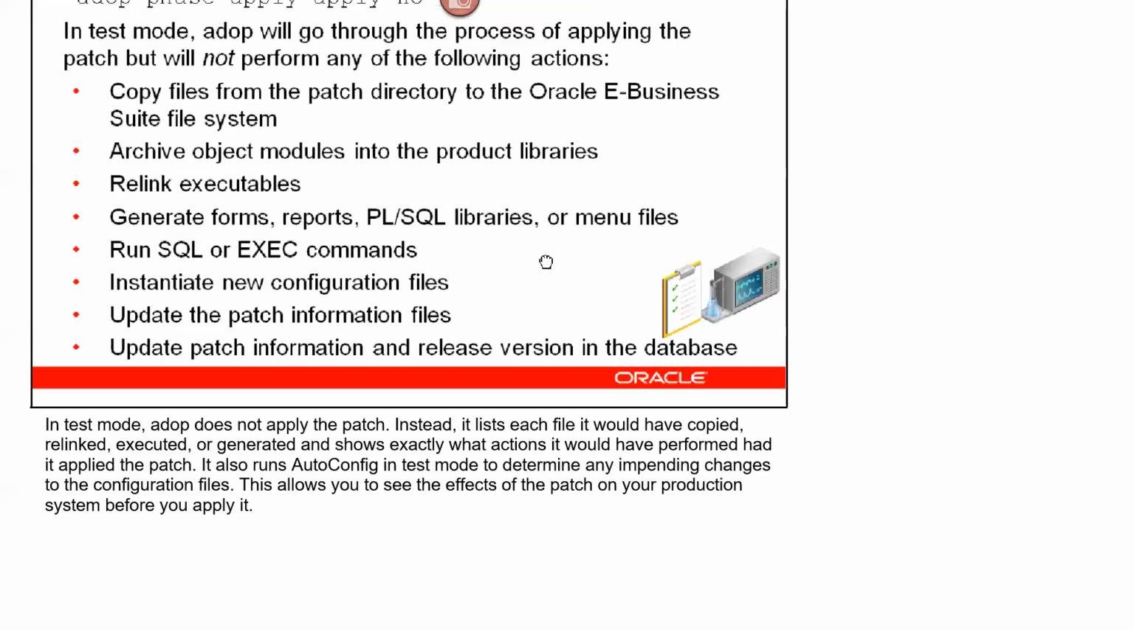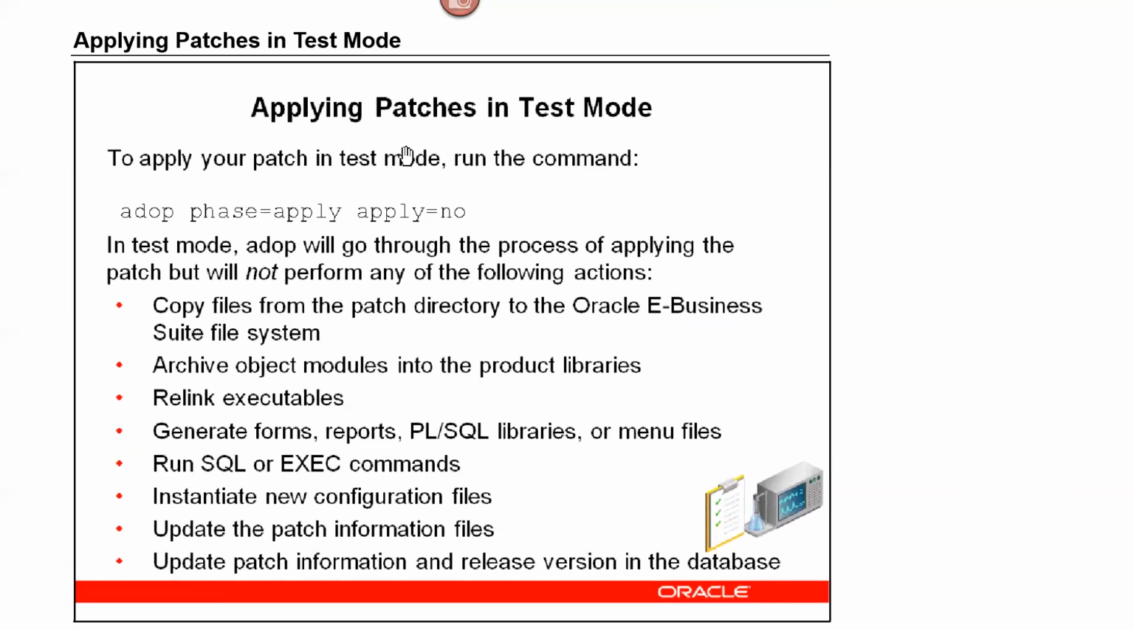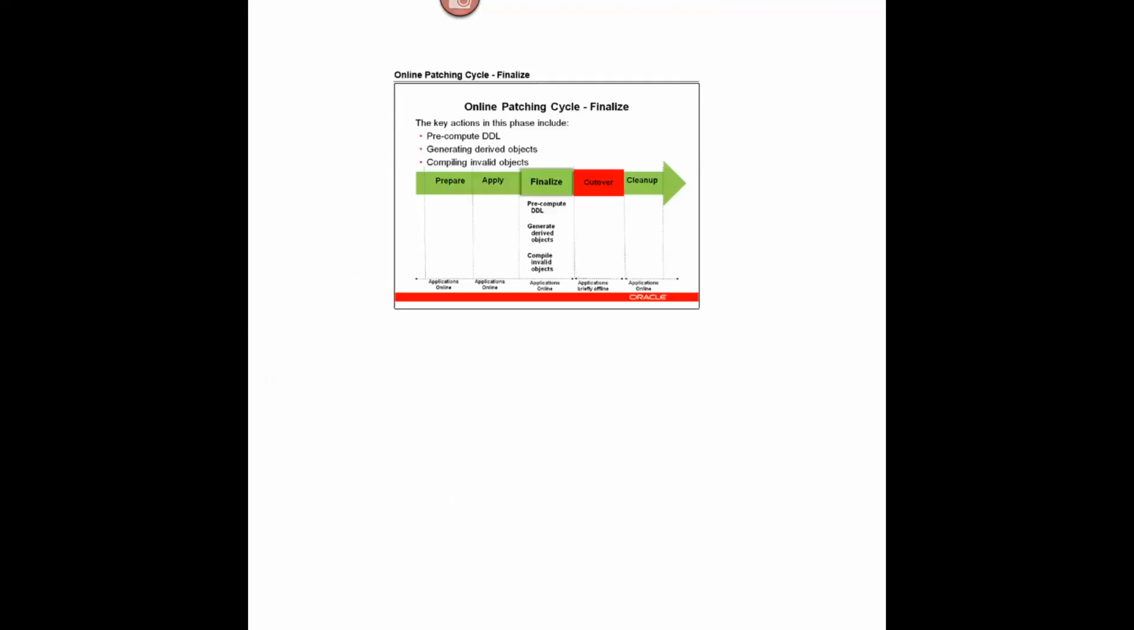So sometimes you want to apply a patch, but you don't want the changes to be applied on the database or on the application. Then you can say apply is equal to no. In the test mode, ADOP will go through the process of applying the patch, but will not perform any of the following actions. It will not make any changes to the application, it will not make any changes to the database, but it will create a log file. That log file will have all the things it is going to do.